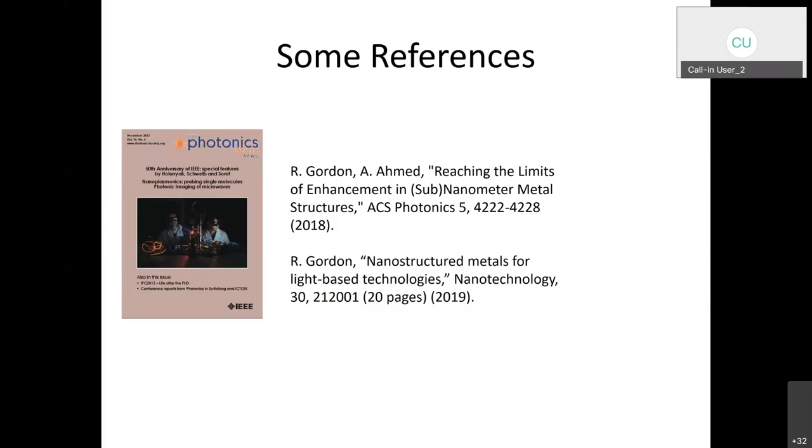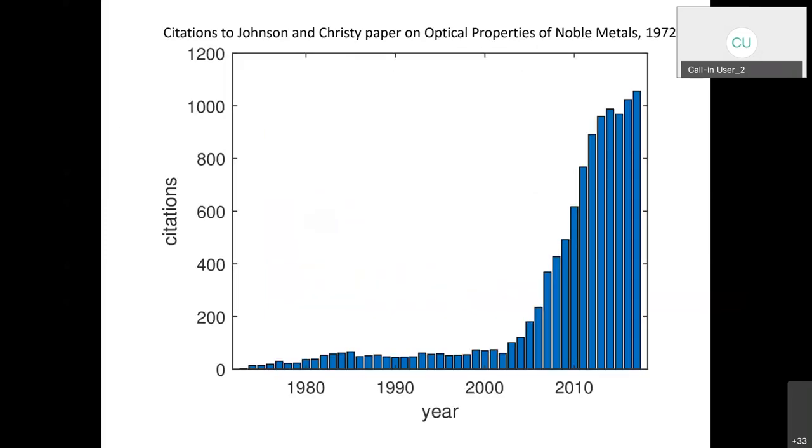The first one is exploring the techniques, or the limits, of plasmonic enhancement, trying to see fundamentally how much we can push the electromagnetic enhancement that you get from metal nanostructures. The second one is mainly based on all the technologies that have been produced with nanostructured metals. When I say technologies, I mean real commercial applications and potential commercial applications.